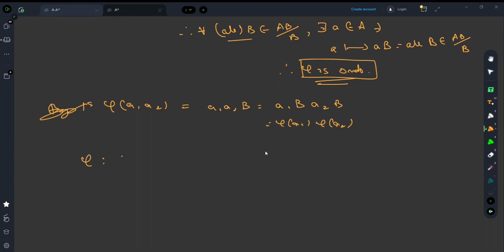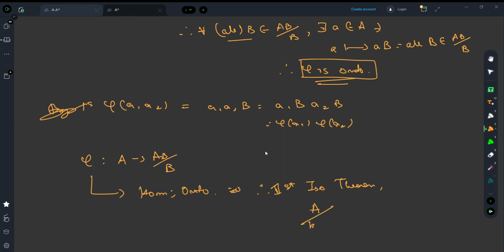So what do we have till now? We have phi from A to AB mod B, and phi is a homomorphism and is onto. It's onto means the range completely is the codomain, right? Therefore, from the first isomorphism theorem, the domain group A mod kernel of phi is isomorphic to the image of A under phi, but that should be exactly equal to AB mod B because phi is onto.